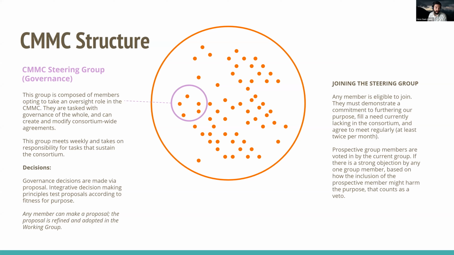So we have an integrative decision-making process and some principles that we use that allow people to shape in real time suggestions for policies that they bring forward. And it's important to note that any member of the CMMC can make a proposal for a change. So if you're seeing a potential way to improve how we run the organization, or new structures or new roles or new means of organizing together, then anybody can make a proposal. And it's the steering group.